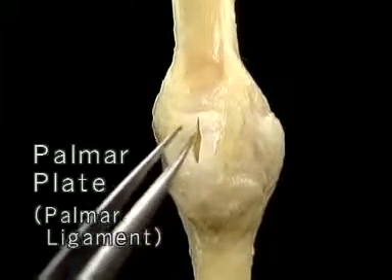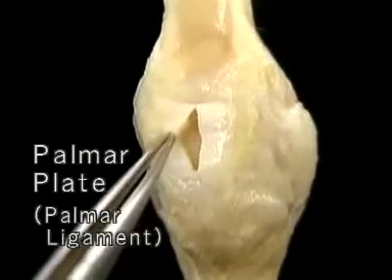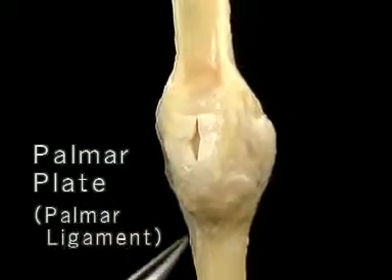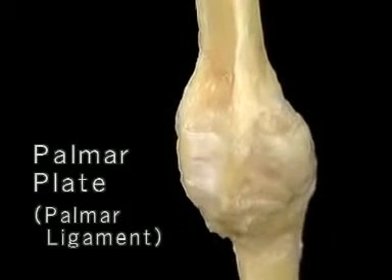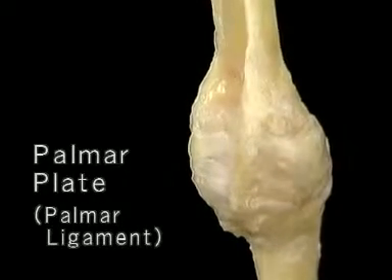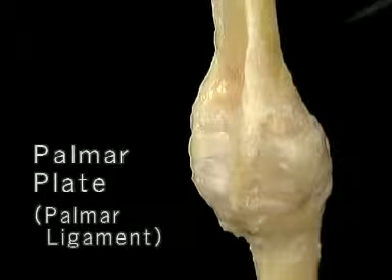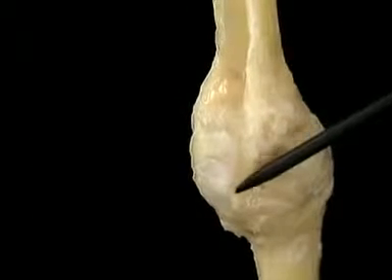Here's the palmar plate incised to show how thick it is. As we'll see, some important structures are attached to the palmar plate, or merge with it. One of them we've seen already, the deep transverse metacarpal ligament. It goes here.